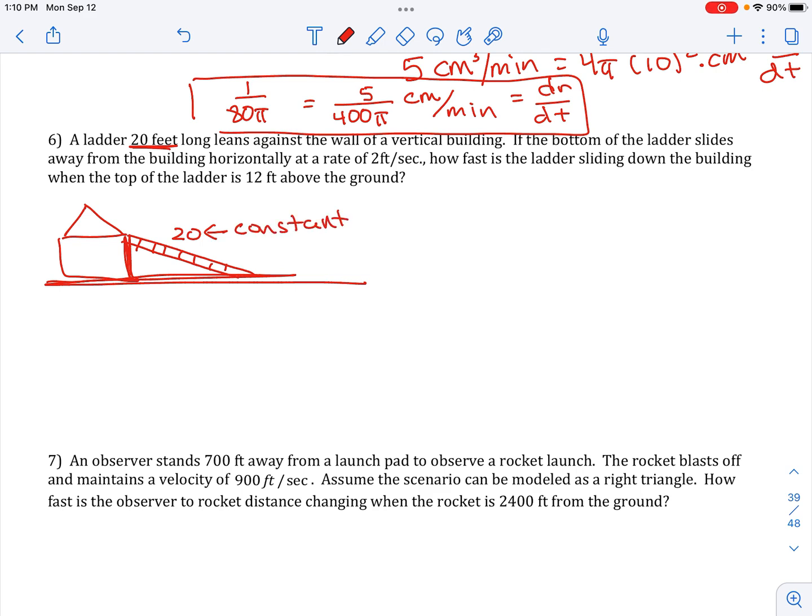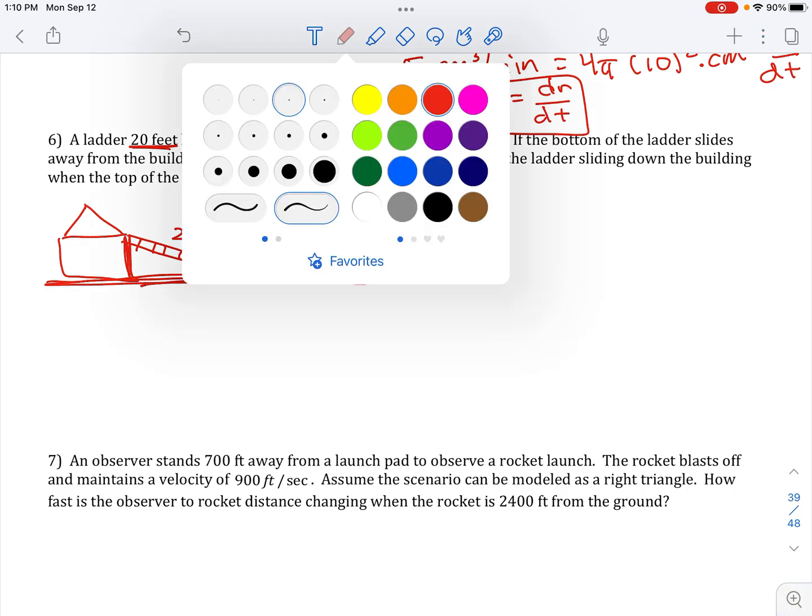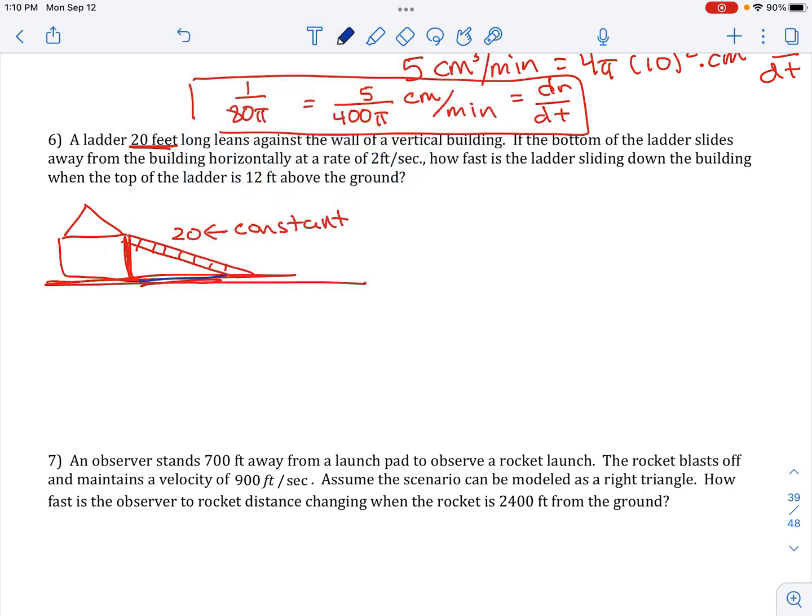So I do not need a variable for this. The bottom of the ladder is sliding out, so this is the bottom of the ladder here, and that length is going to be changing, so I need to call that a variable. And as the ladder slides out, this vertical distance is also changing, so I'm going to call that a variable y. So let's see what's given and what we're trying to find.